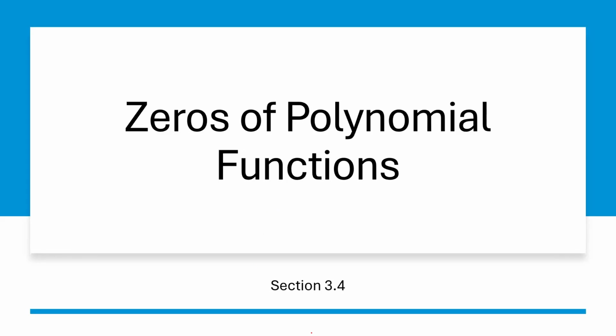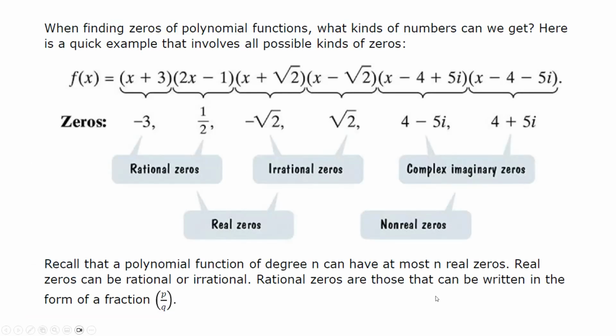All right, welcome to section 3.4, zeros of polynomial functions. When finding zeros of polynomial functions, what kinds of numbers can we get? Here's a quick example that involves all possible kinds of zeros.